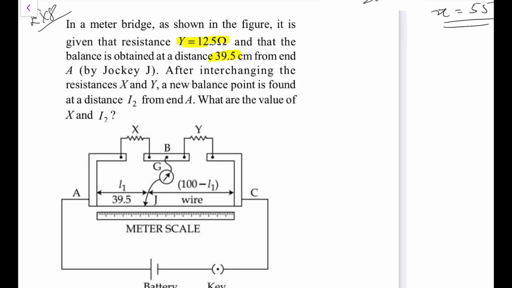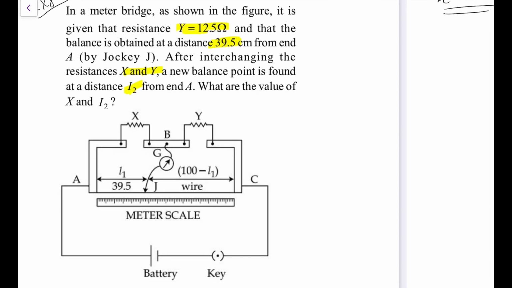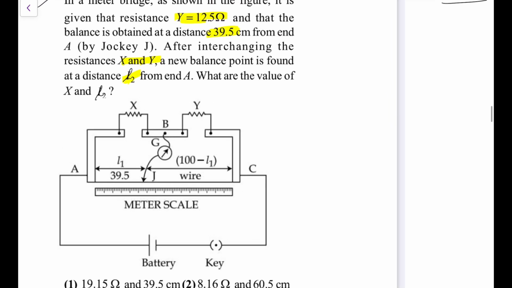After interchanging the resistances X and Y, a new balance point is found at a distance, it should be L2, I suppose, from end A. What are the values of X and L2? I should write it like this, L2 and X, okay. So this is what we are given here.